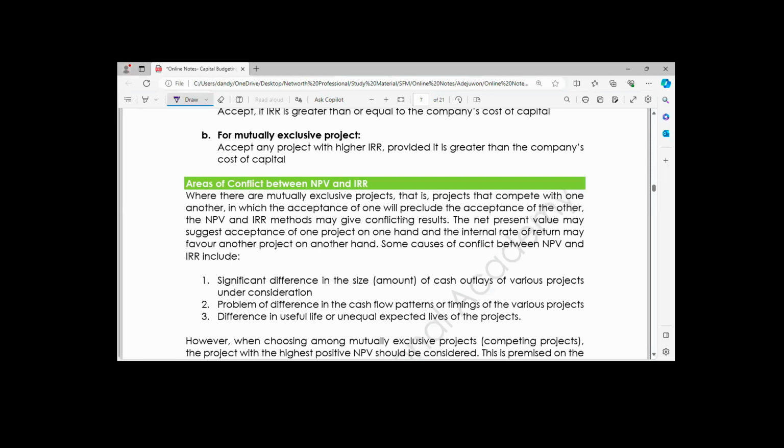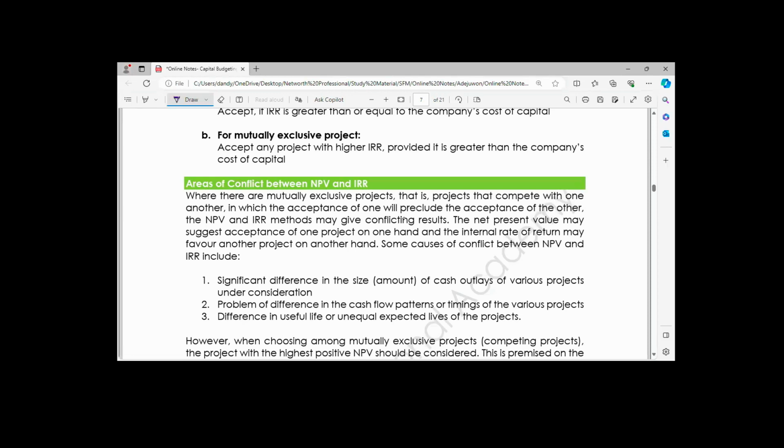There are three key factors or reasons that are causing the conflict between decision of NPV and decision of internal rate of return when there are mutually exclusive projects. Because when there's an independent project, when there's a standalone project, the decision of NPV will be consistent with the decision of internal rate of return. It's a given. However, where you have mutually exclusive projects, the decision of NPV will surely conflict with the decision of internal rate of return. So what is causing the conflicts?